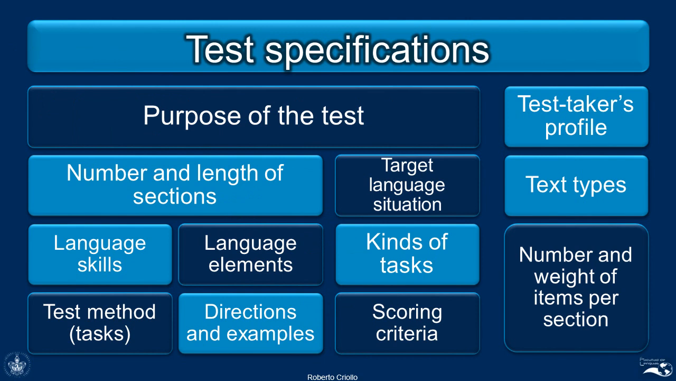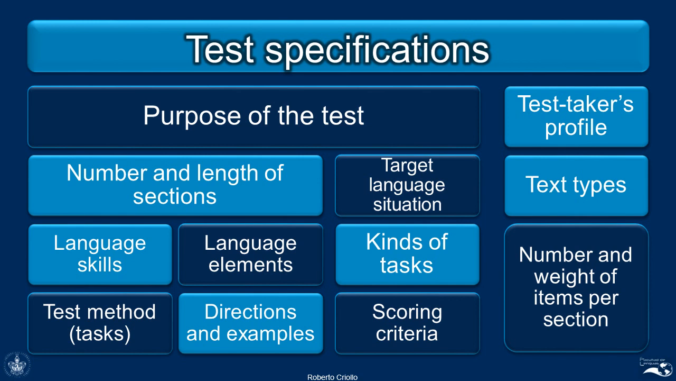Finally, we're going to give the scoring criteria, and in this case we mean if we're going to use a scoring rubric, we need to provide it. We need to explain the ways in which the test is going to be scored and what are the procedures that we're going to take for analyzing and calculating the results.